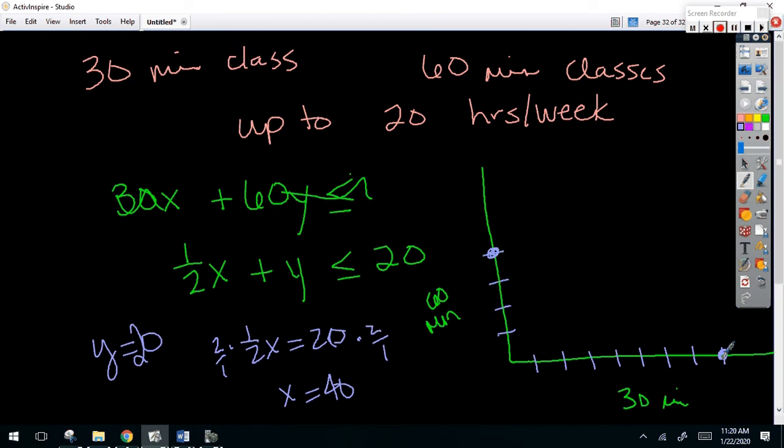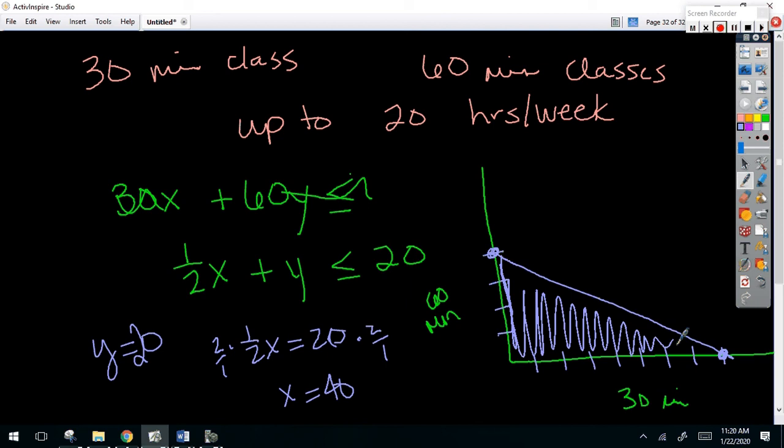Solid or dashed? Solid. It is inclusive. That is exactly right. Should I shade up or down? Down. Think about what this means. If you understand what it is, it really helps it to make a lot more sense. Any of those hours that can't be over. Right. And any point that you pick in that shaded area, any point at all, let's say 5, 5.